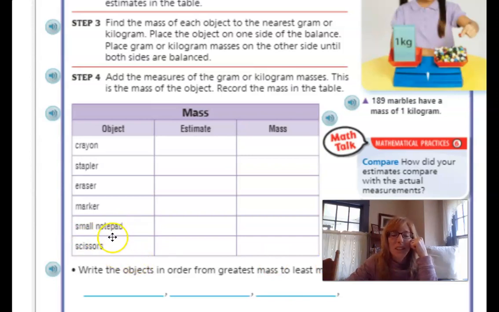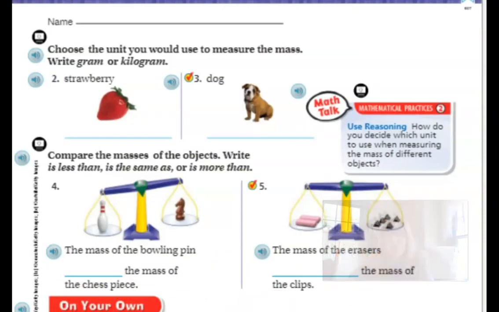So we're definitely going to do a small notepad is going to be grams. Scissors, definitely grams. Okay. We can't do the bottom. We can't rate them in order. All right, so let's get started over here.